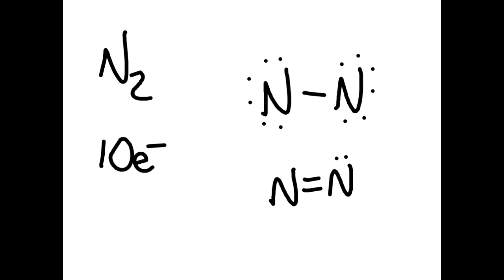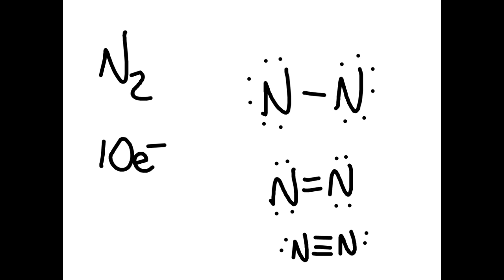Okay. I remove electrons from each nitrogen, right? Now I have 12. Make a triple bond. You are allowed to do that. Nitrogen is allowed to do that. That's what it does. That is the structure of nitrogen.